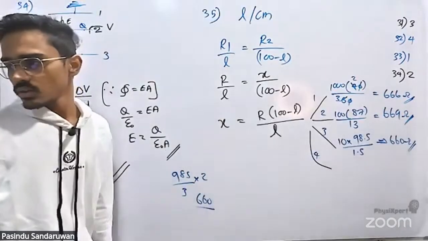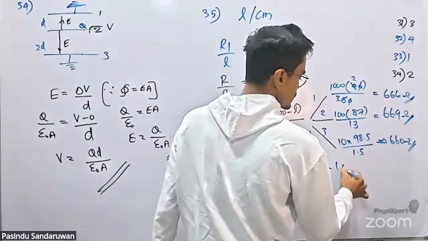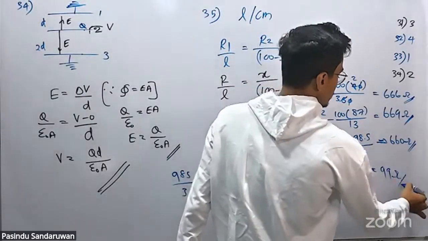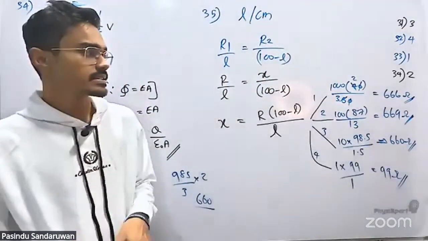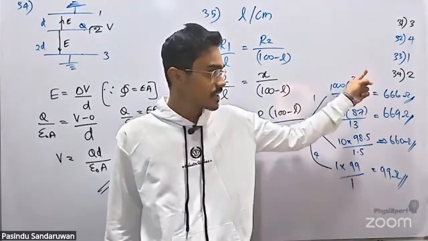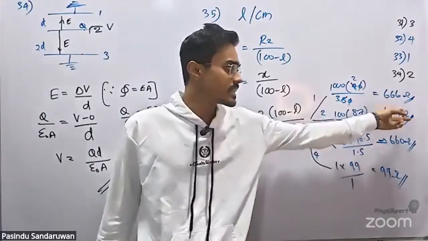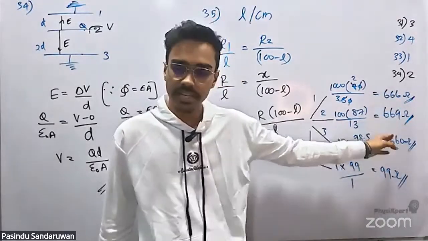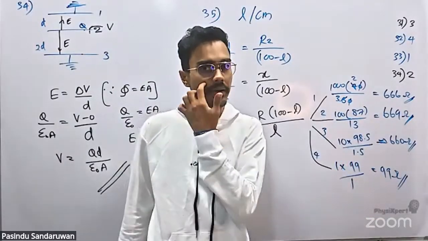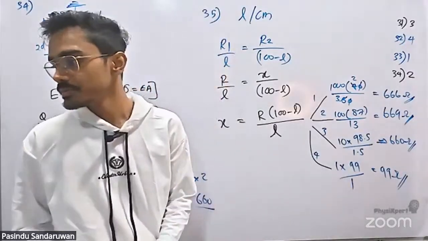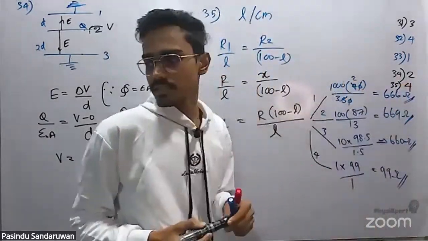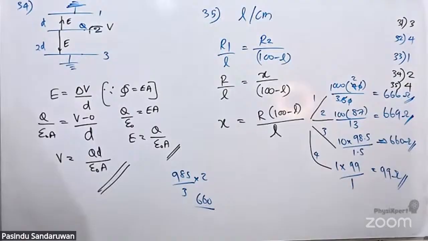And next one, 1 and 1. 1 times 99 over 1, which means 99 ohms. Can you see? Now, the value of X is drastically different in this scenario. These are at least around 660, something like that. But here 99, drastically different. Then this has to be a wrong pair. Got it? Then the answer is 4. For 35, answer 4.